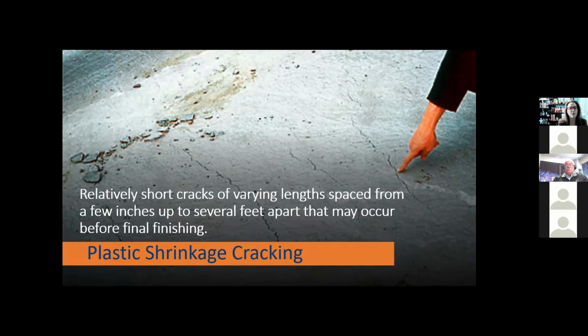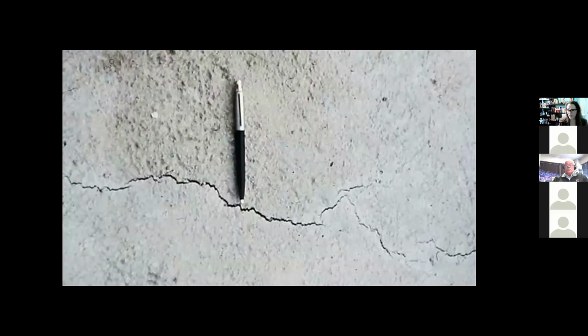But plastic shrinkage cracking forms as it sounds. It forms in the plastic concrete as you're finishing it. And it means that there was rapid surface evaporation. And just as it sounds, the concrete tears. So what you would see is a tear pattern on the surface. And this is typically when you're in your final finishing operations is when you might see it.